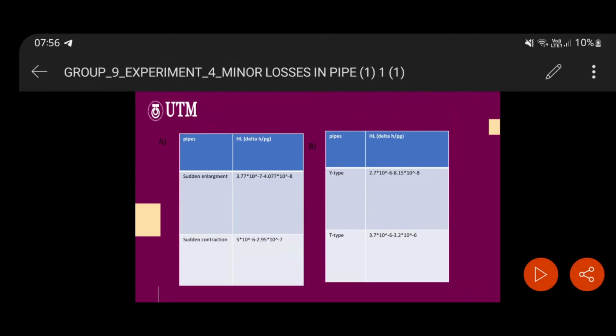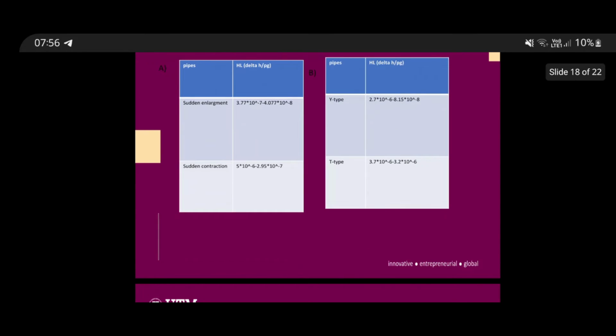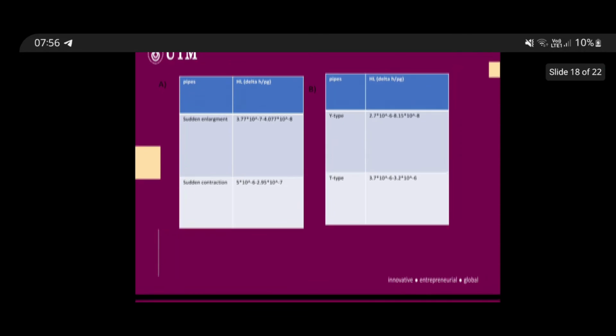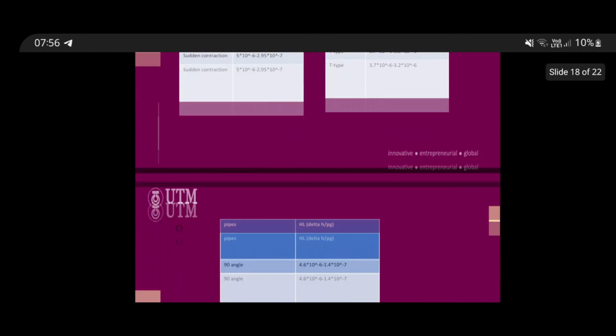Here we have the second table. The Y type is lower compared to the sudden enlargement and sudden contraction, which is the first one 2.7 times 10 to the power of minus 6 up to 8.15 times 10 to the power of minus 8. While the T type starts from 3.7 times 10 to the power of minus 6 up to 3.2 times 10 to the power of minus 6.